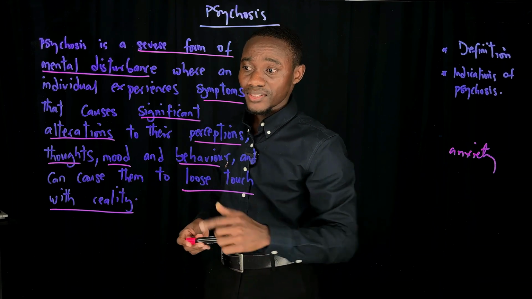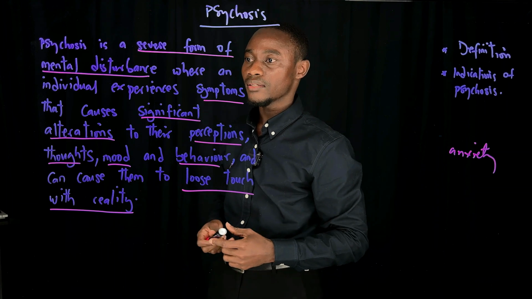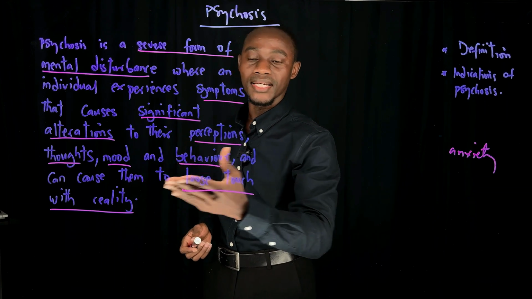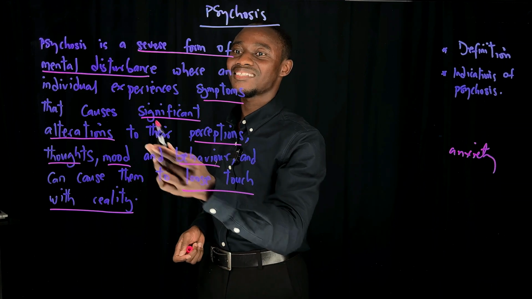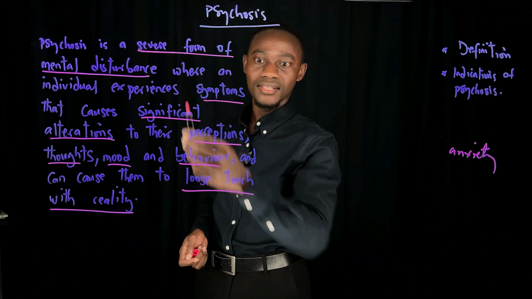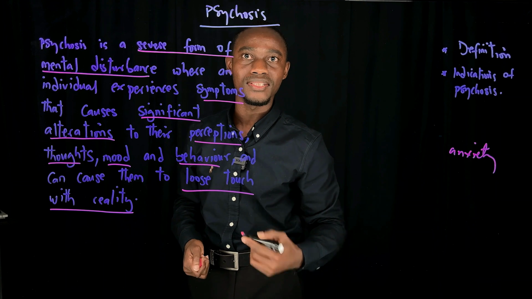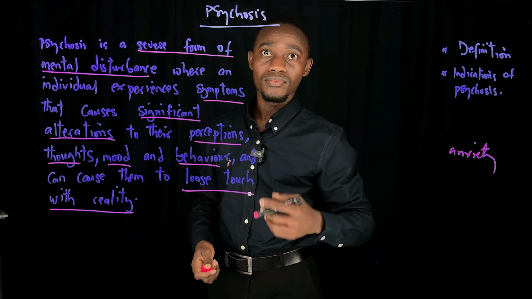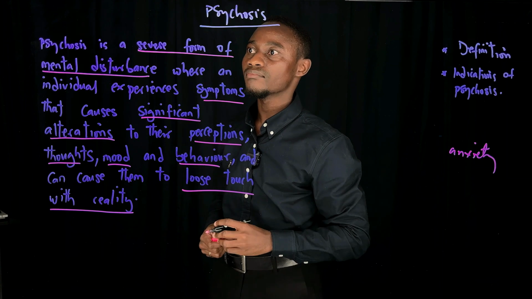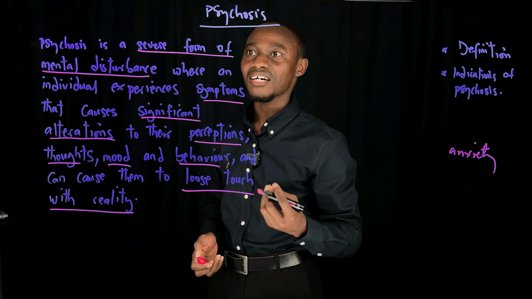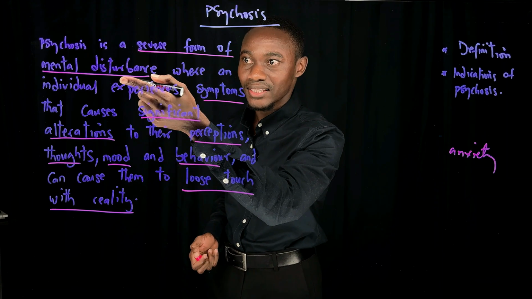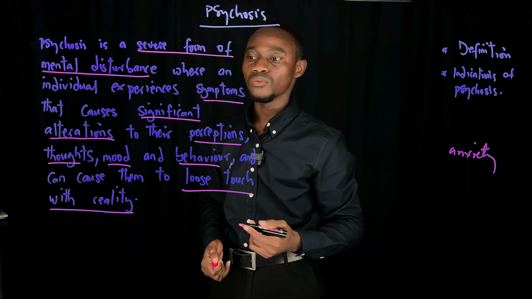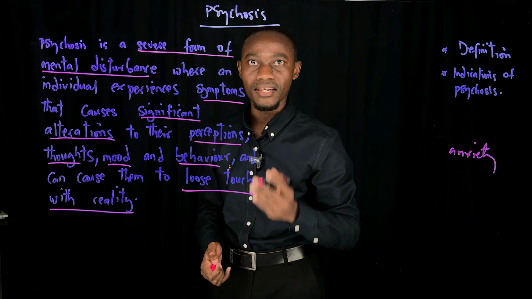Losing touch with reality is when the alterations to an individual's thought, perception, mood, and behavior is so significant or so severe such that they are not able to distinguish between what is real and what is not real. So, psychosis, as we have defined it, causes an individual to suffer a severe form of a mental disturbance such that they can get to the point where they are not even able to distinguish between reality and fantasy.